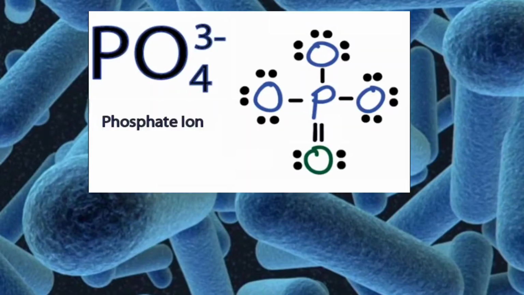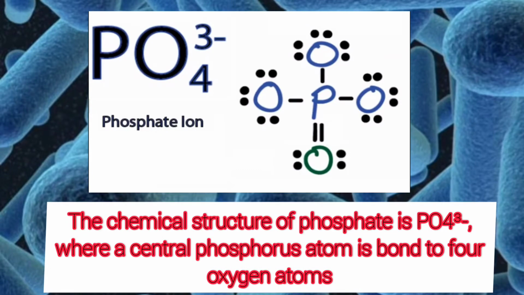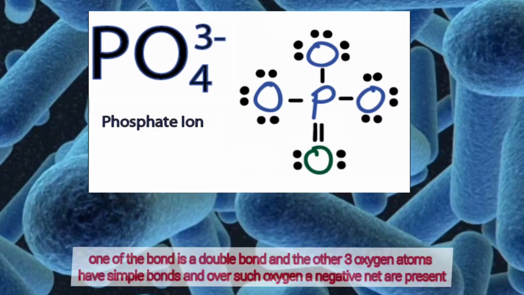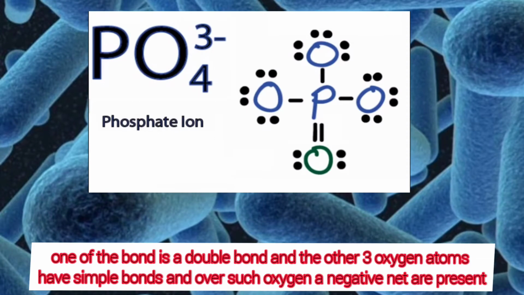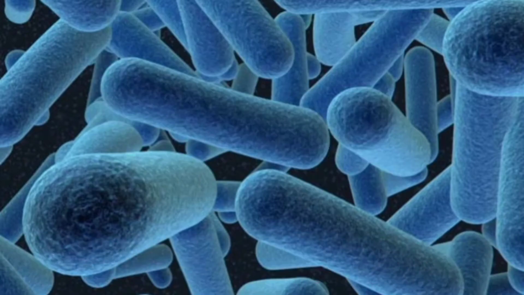Phosphate structure. The chemical structure of phosphate is PO4 to the power of -3, where a central phosphorus atom is bound to 4 oxygen atoms. One of the bonds is a double bond, and the other 3 oxygen atoms have single bonds, and over such oxygens a negative charge is present.